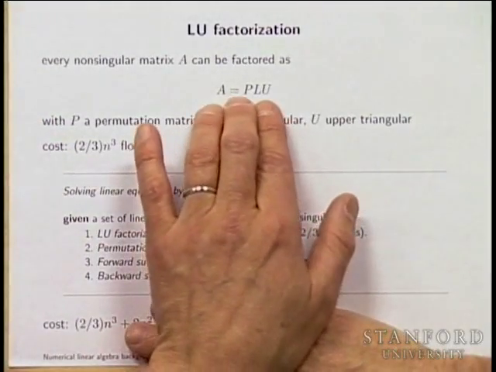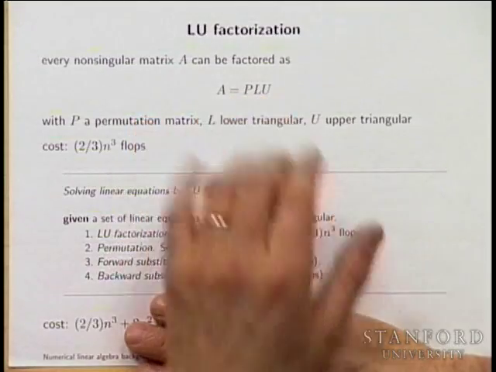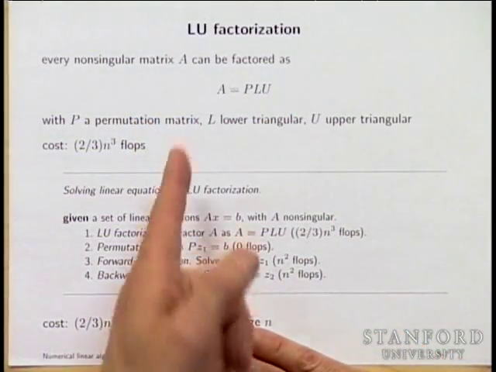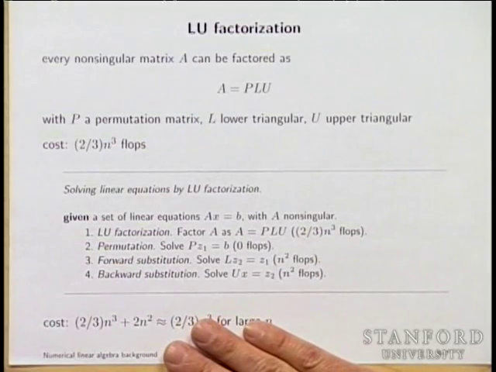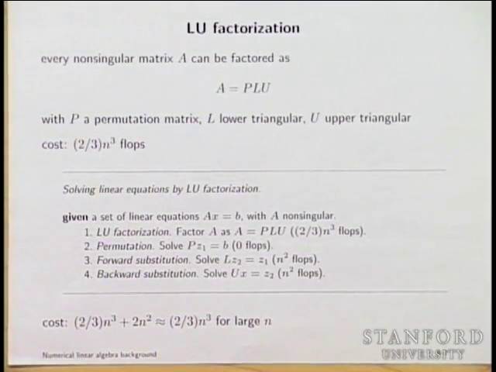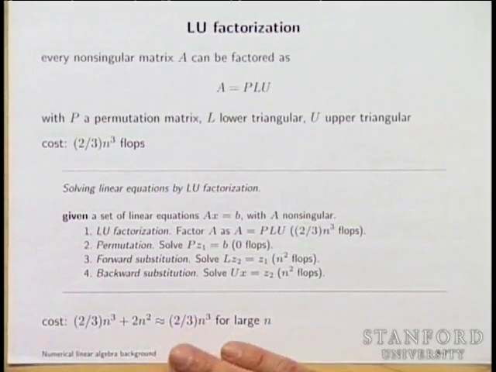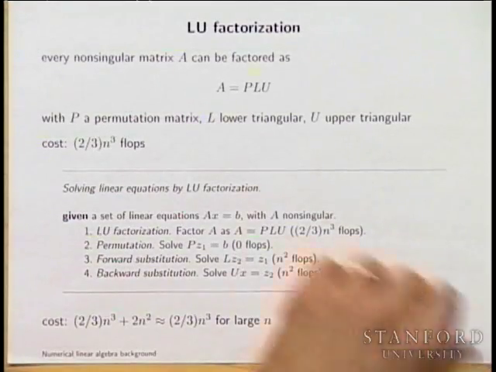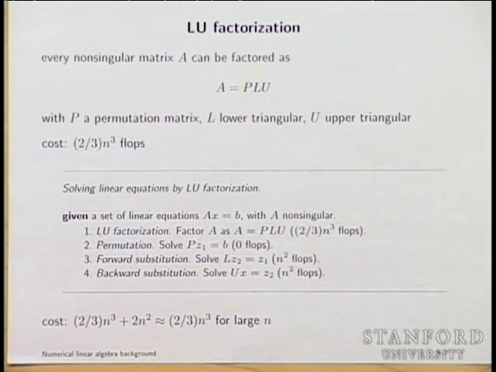But the point is that once you have carried out this factorization, you solve AX equals B by essentially factoring and then doing forward and backward substitutions. And the very important point about that is that once you've factored a matrix, the cost, if the matrix is dense and you're not going to exploit any structure, is n cubed. The back solves are n squared.